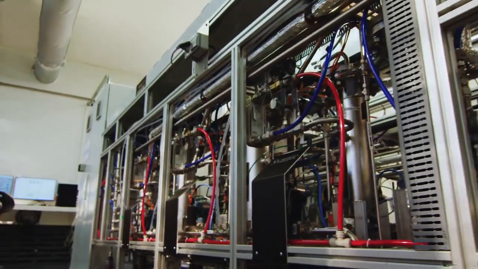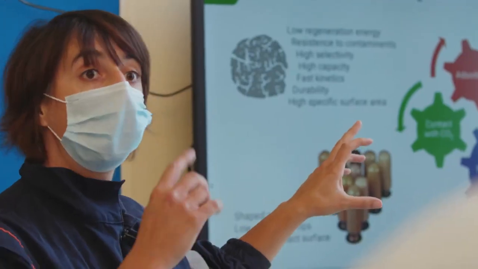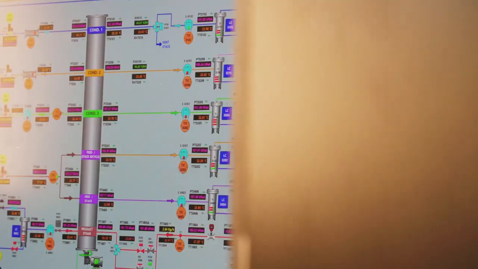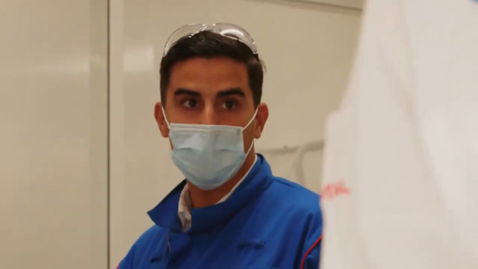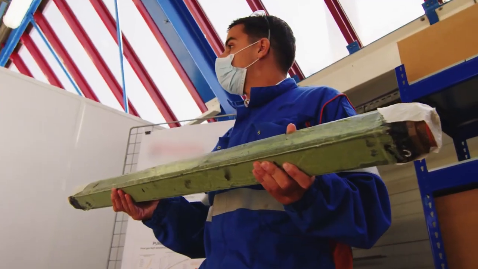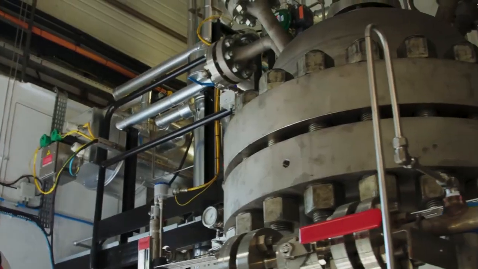TotalEnergies is a multi-energy company. It is a worldwide company. We have to have a net zero society by 2050, and TotalEnergies is fully committed to this scenario. Carbon capture, transport, storage, and its reutilization is key. Carbon capture is key because it is the most expensive brick in a CCS chain. So we have to decrease the costs.